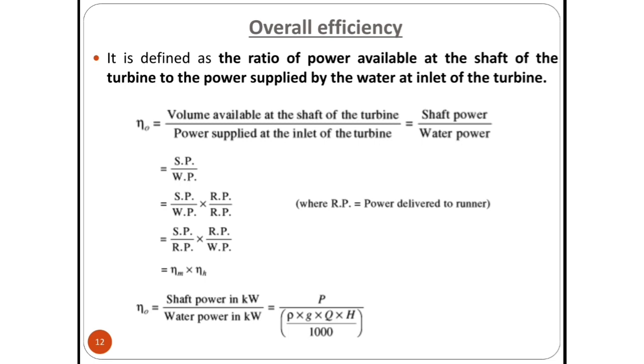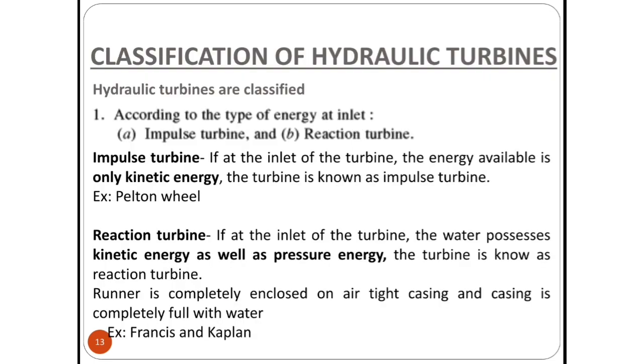In another way, we can write overall efficiency eta naught is equal to shaft power divided by water power. Shaft power we usually write as capital P, divided by water power, which is rho g Q H divided by 1000. Both will be in kilowatts. So these are the different efficiencies we should know while we deal with turbines.